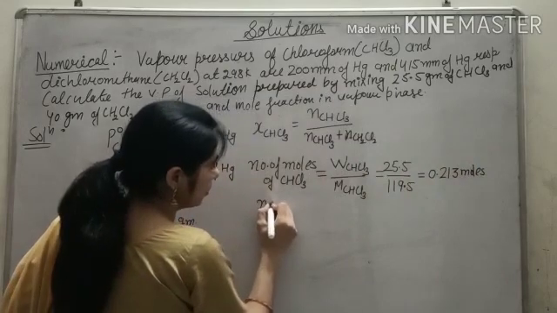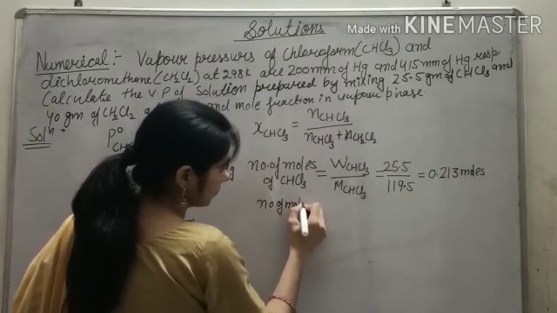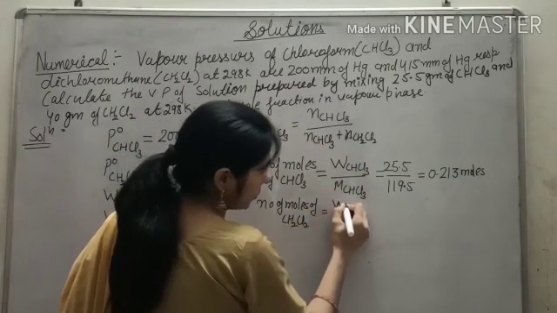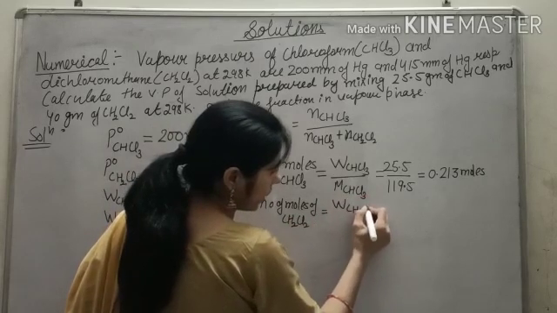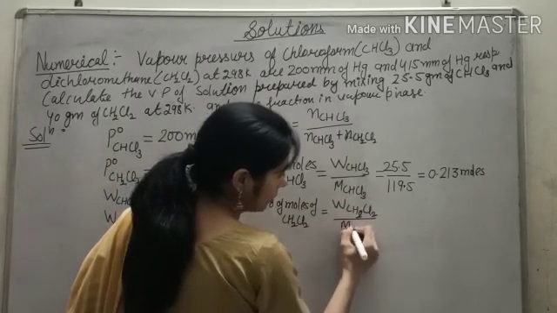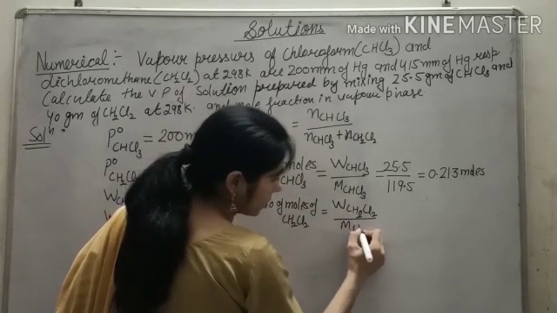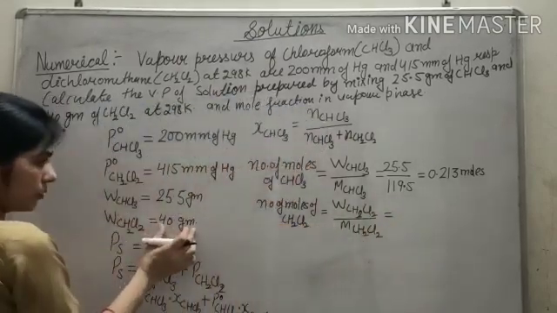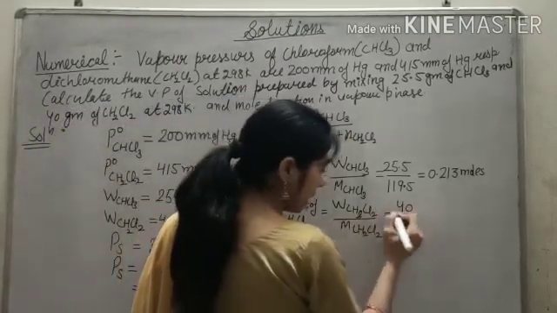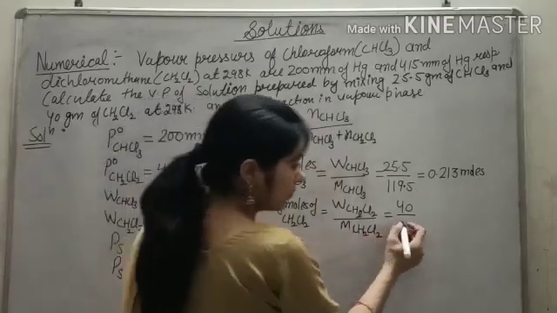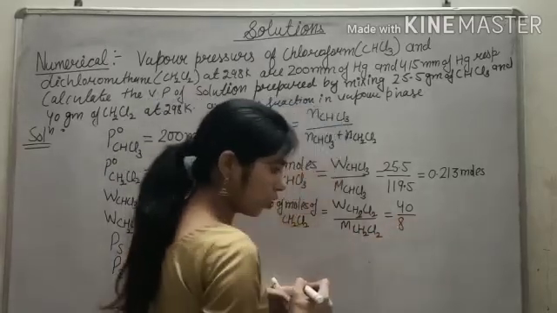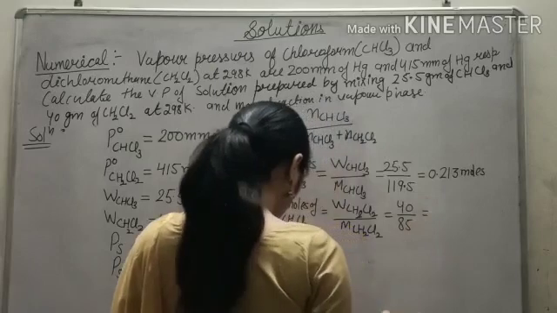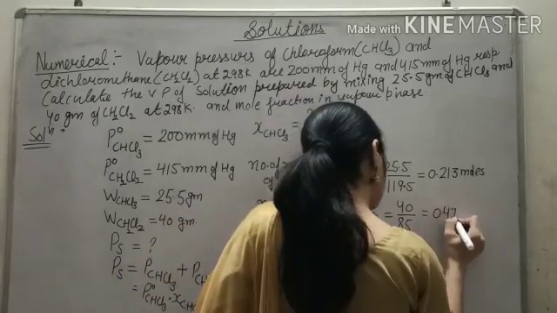And the number of moles of CH2Cl2 is also equal to the given mass of dichloromethane divided by the molecular mass of dichloromethane. The given mass of dichloromethane is 40 gram. Again the molecular mass of dichloromethane, calculated by adding the atomic masses, is 85 gram per mole, and it is equal to 0.470 moles.